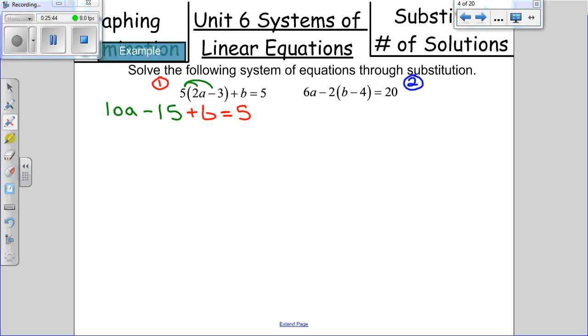To get B by itself means you need to move all additions and subtractions to the other side of the equal sign. I have a minus 15. I'm going to move it first. You move it by doing the opposite operation. So instead of a minus 15, I add 15. The 10a is still there. The plus b is still there. Equals 20.